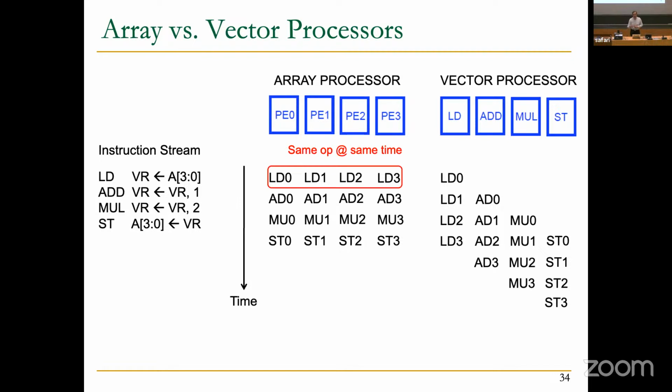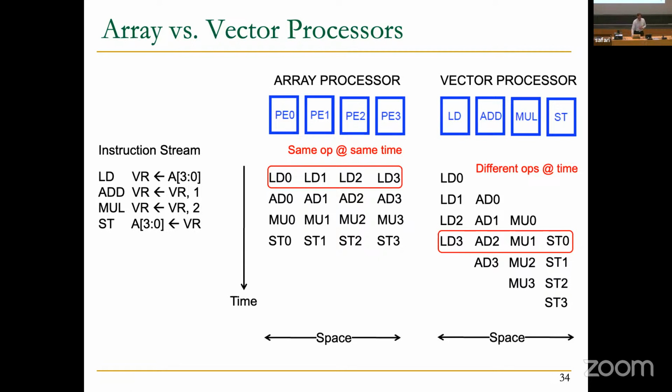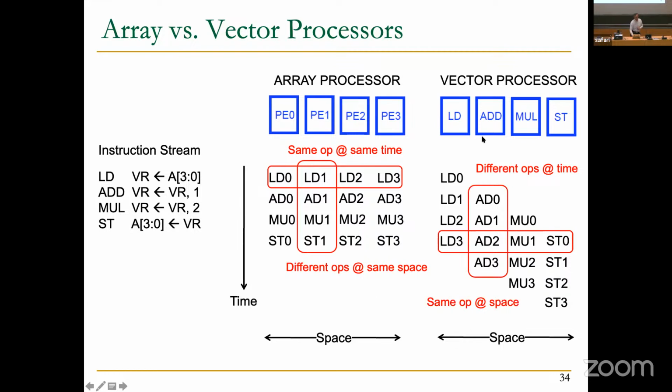If you look at an array processor, you do the same operation at a given time. And this is the time axis over here, and this is the space axis. But if you look at a vector processor, you do different operations at a given time, right? And in the steady state, you're still doing 4 operations. But that steady state may take some time to reach in the vector processor, as you can see. So if you look at the space, you do different operations in the same space in the array processor, whereas in the vector processor, you do the same operation in the same space, which is really the huge cost efficiency of a vector processor. That's why vector processors have been really popular until we were able to actually increase the functional units significantly in our systems.